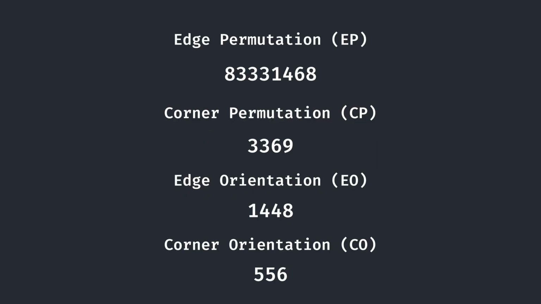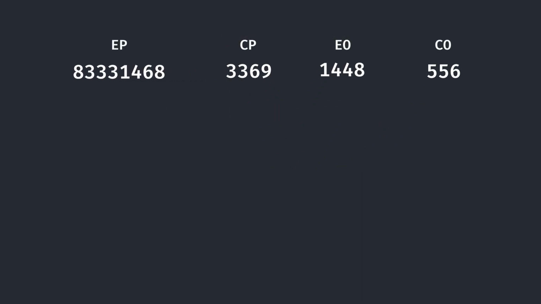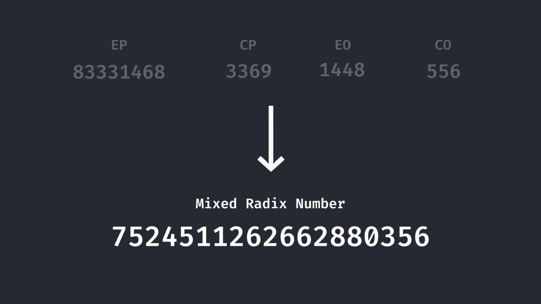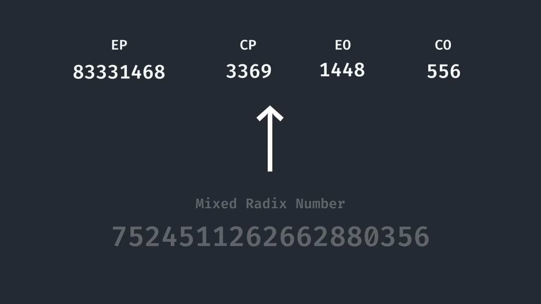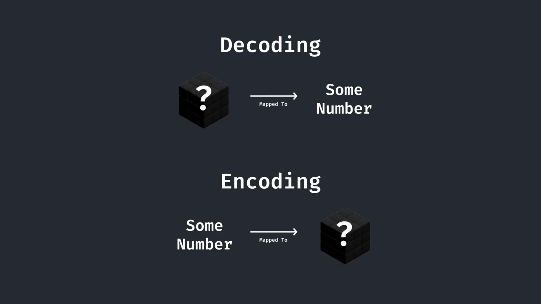Now that we have a way to individually encode each of the 4 categories we care about in numbers, we can combine all of these pieces together in what is known as a mixed radix number. This allows us to combine 4 integers together into a single integer. And as long as you know how this process occurred, we can reverse it to get back to those 4 numbers. And on that note, now that we know how to decode a cube into a number, let's now do the opposite, turning a number into a cube state, thus encoding our secret message onto the cube.